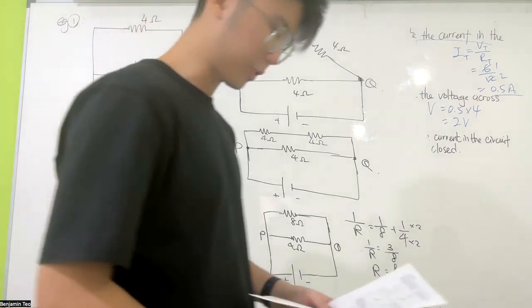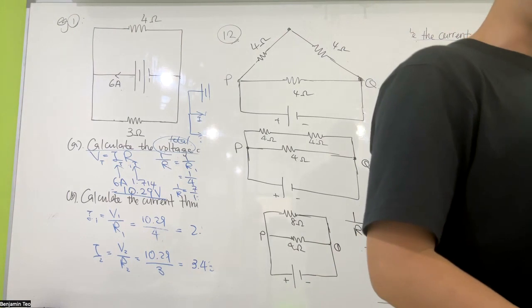The effective resistance, 4 is the same resistance. So the equivalent power is 5.